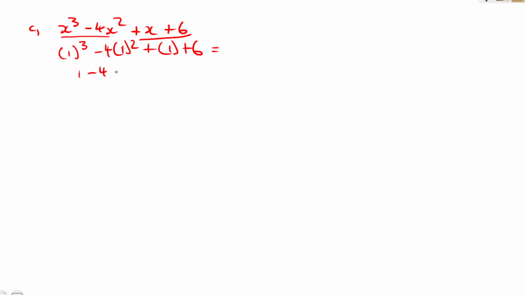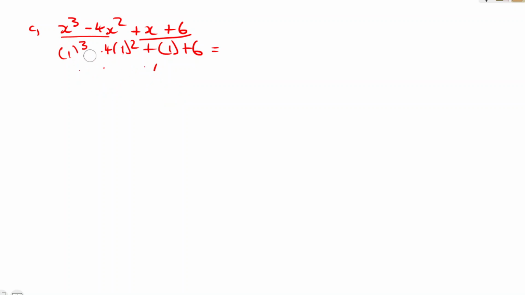Then 1 times 1 is positive 1, and plus 6. Now, 1 plus 6 is 7, 8 minus 4. So this is minus 4 plus 8, which gives us plus 4. So when you substitute x by 1, it doesn't give us 0. It gives us a positive 4. That means 1 is not a factor.